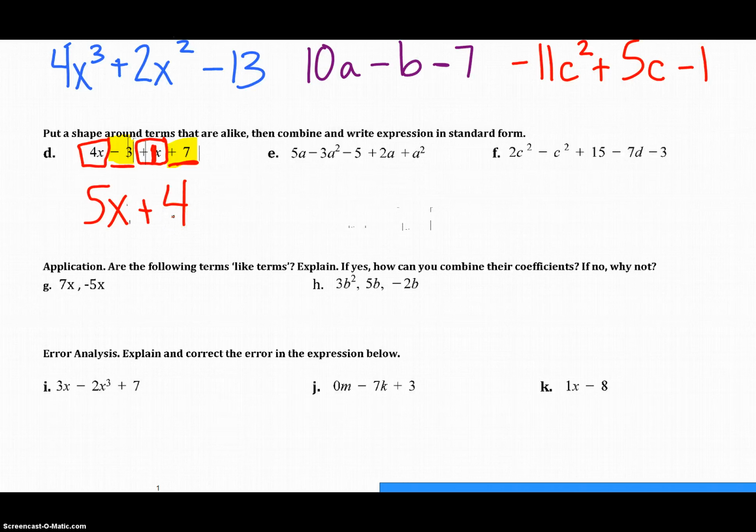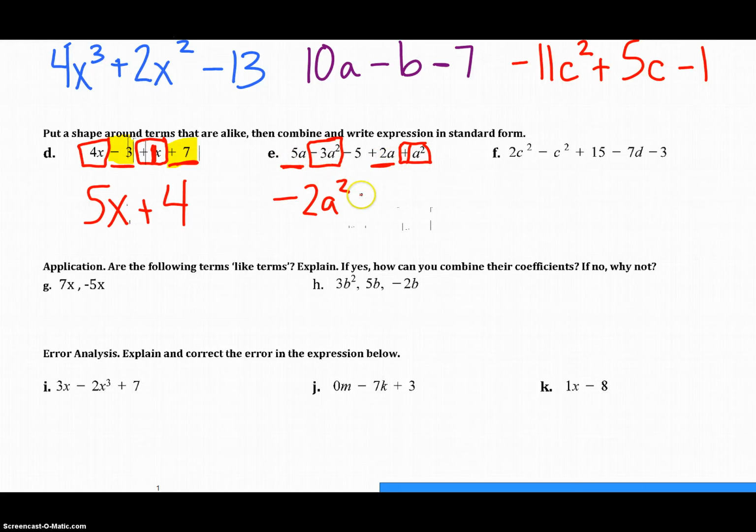Letter E, I'm going to look at the variables first. I have a squared, a squared. So I can combine the a squareds, or a to the second power. I have 1 here, and I have a negative 3a squared there. Negative 3 plus 1 gets you negative 2a squared. And why did I put those first? I put those first because the 2 has a higher exponent than just the 1a's.